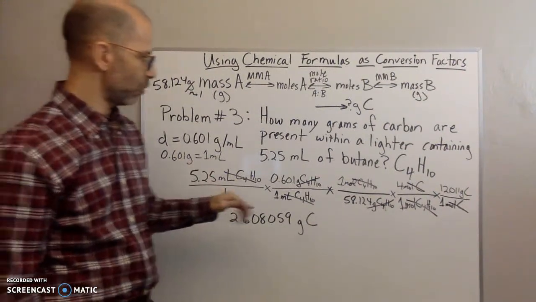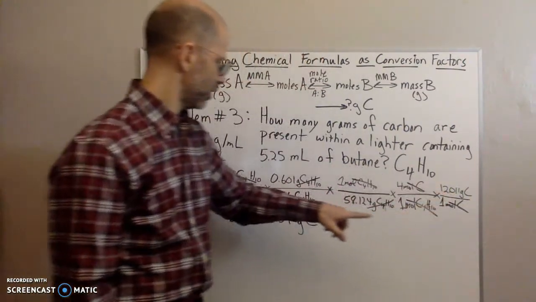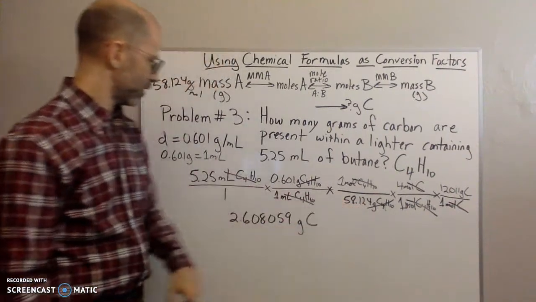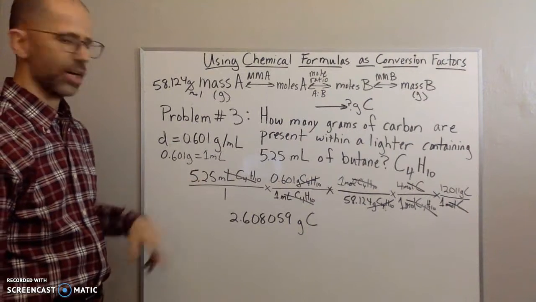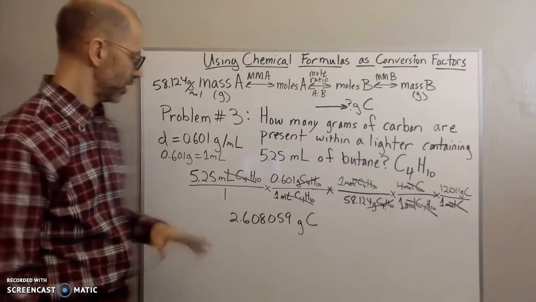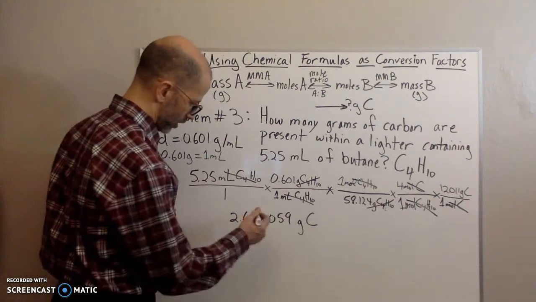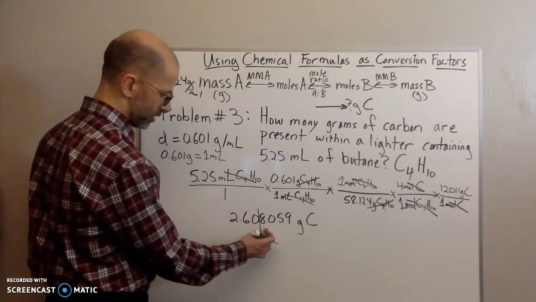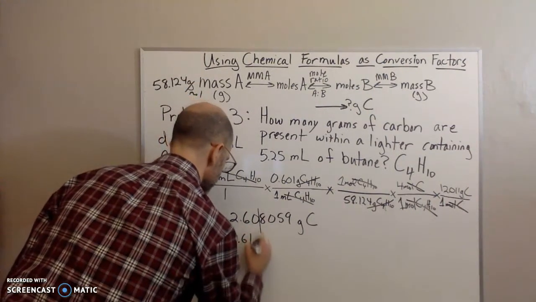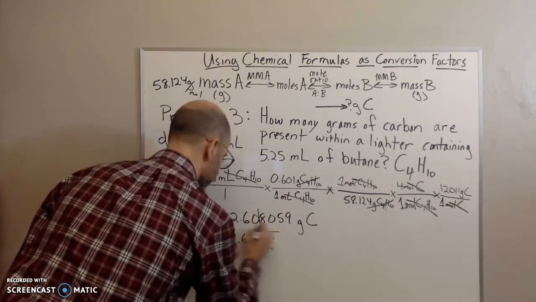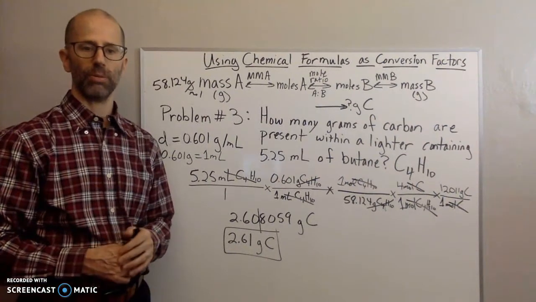Now I've got to figure out what the least number of sig figs is. I have 5 here, 5 here, 3 here, and 3 here. So the least number is 3, so I'm only allowed 3. So 1, 2, 3. I'm going to cut it off after the 0. This is an 8, so I round that up to a 1. So this is going to be 2.61 grams of carbon. So that is the answer to this problem.